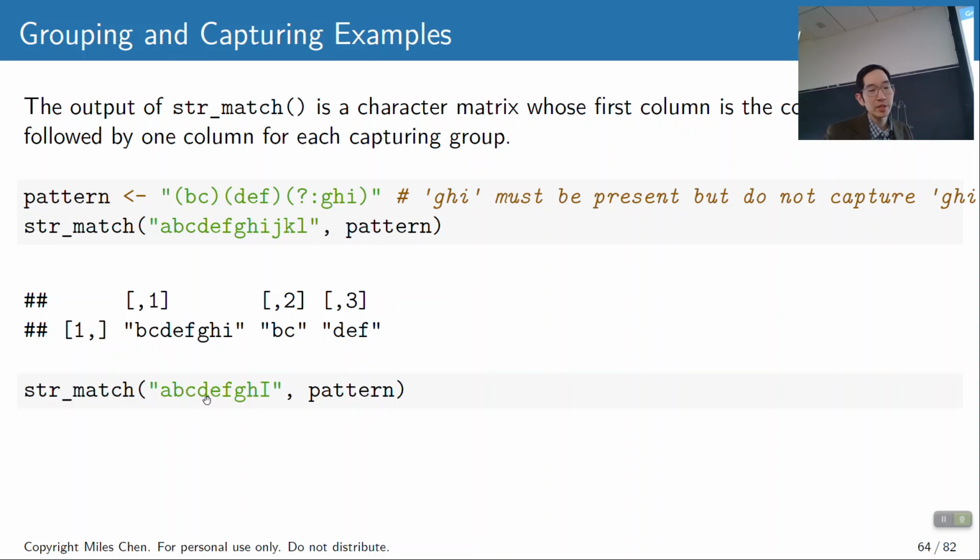Here I have A, B, C, D, E, F, G, H, capital I, and it says, okay, I don't find a match anymore, right? No more match because it doesn't find this GHI here.